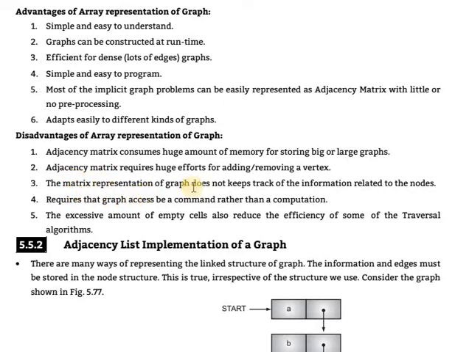The matrix representation of a graph does not keep track of any information related to the nodes. It requires the graph access be command rather than the computations. The excessive amount of empty cells also reduces the efficiency of some of the traversal algorithms.